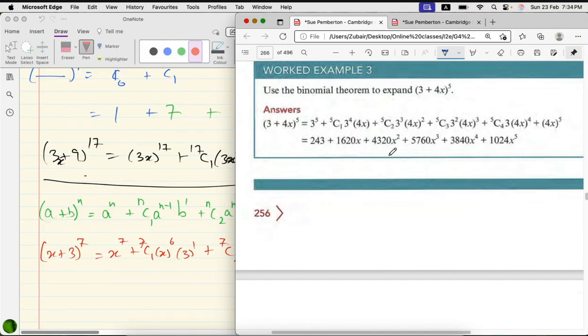Then 5C2, and then 3 squared, and then (4x)^2, and then 5C3, 3 squared... 3^2, (4x)^3, and then 5C4, and then 3^1, and then (4x)^4, and then 5C5, and then no 3, and then (4x) to the power of 5. Yep. So I'm getting the same answer.